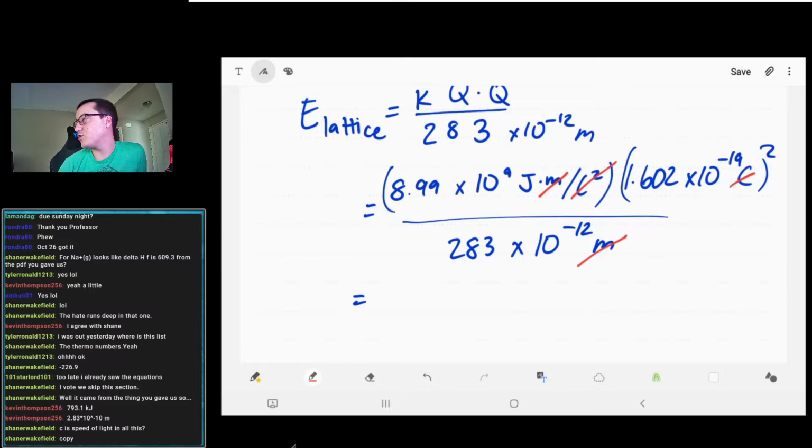Alrighty, so once Kevin calculates that, we'll have our number in joules per, like, I don't know, formula unit or something. We're going to want to make that into kilojoules per mole just so that we can compare it with our last answer.